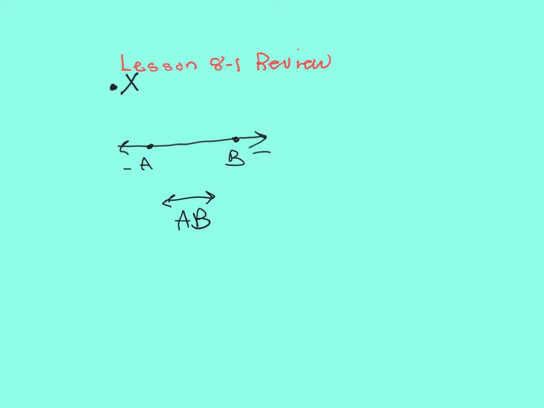Okay, then we have the line segment, which is a part of a line. There are endpoints on each end. So segments are named by their endpoints. So if this is E and this is F, this is line segment EF.